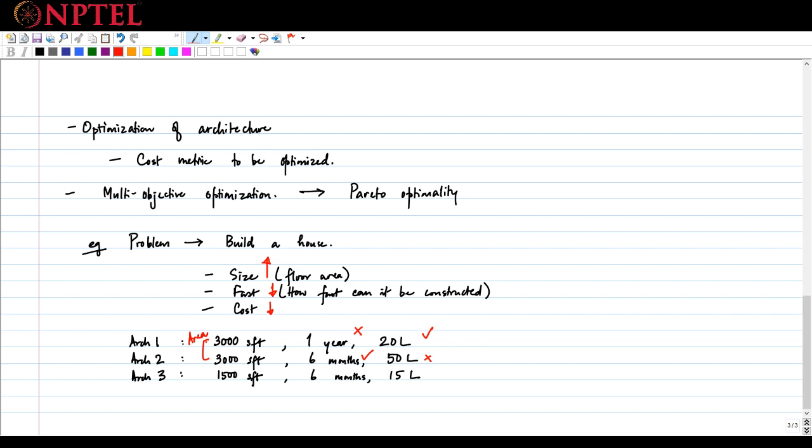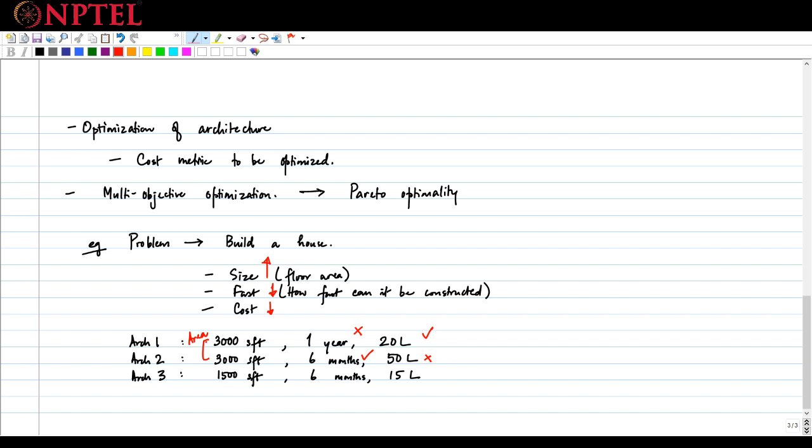So now which one is actually better? Assuming that I have decided that I actually want a house of 3000 square feet, should I wait 1 year and build it in 20 lakhs, or should I rush it through in 6 months for 50 lakhs? Which one is better? There is no unique answer, and that's the whole point of Pareto optimality. The answer to this is it depends.